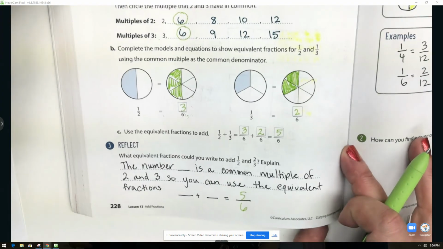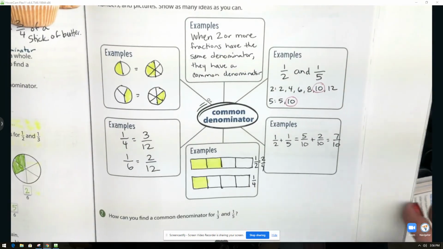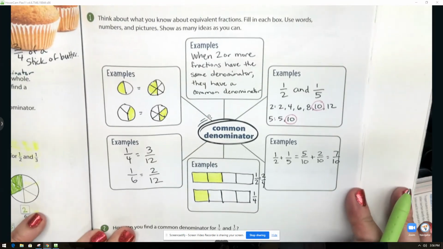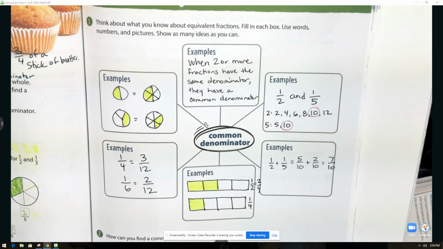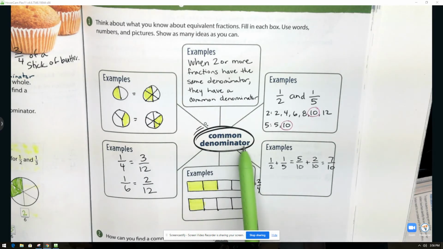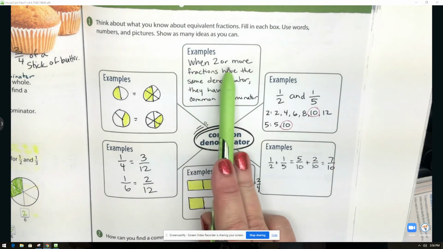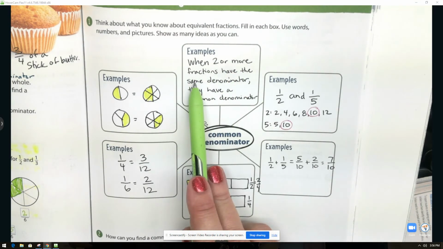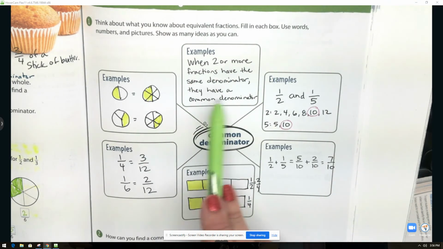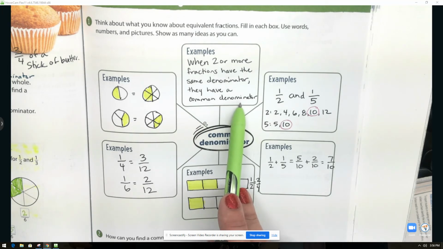All right, when you're done with that, you can go ahead and go to page 229. Now, 229 is our graphic organizer, and we are talking about common denominators. So a common denominator is when 2 or more fractions have the same denominator. They have a common denominator.